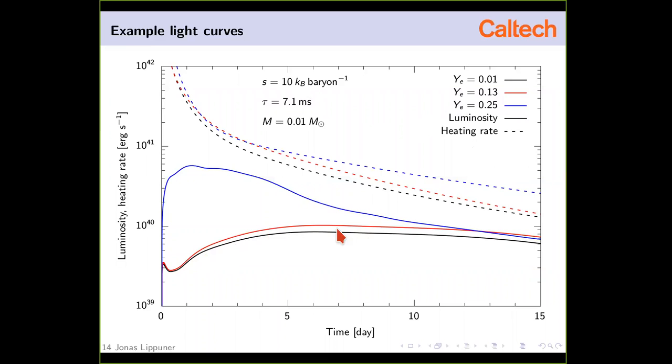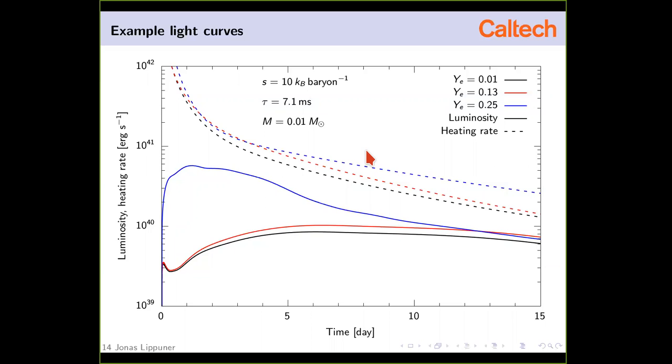If we're less neutron-rich, in the blue case, we get a much brighter transient that peaks on a timescale of 1 or 2 days. But the really important thing here is the dashed lines. These are the heating rates as a function of time, and they're virtually the same in all three cases.